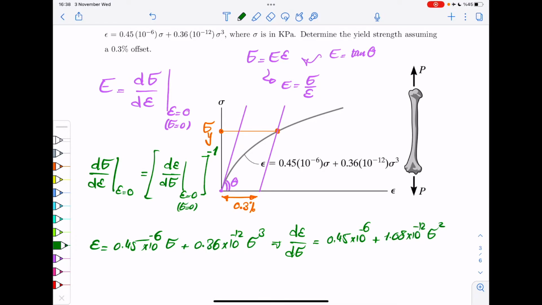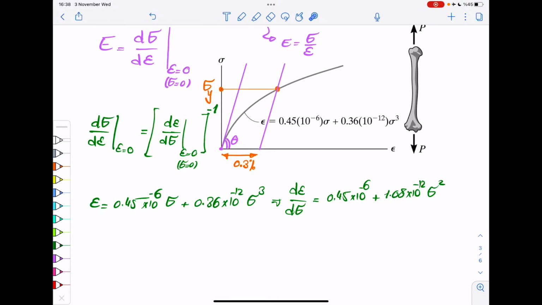Okay, now at epsilon 0 or at sigma 0, at this point, this will be 0. So this would be your E, basically. This is your d epsilon over d sigma, and the inverse of it would be E. Therefore, the epsilon over the sigma at epsilon 0 would be 0.45 10^-6.